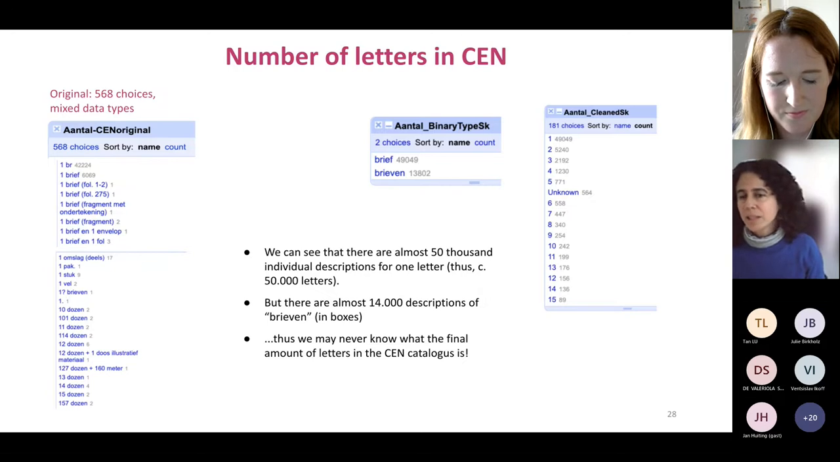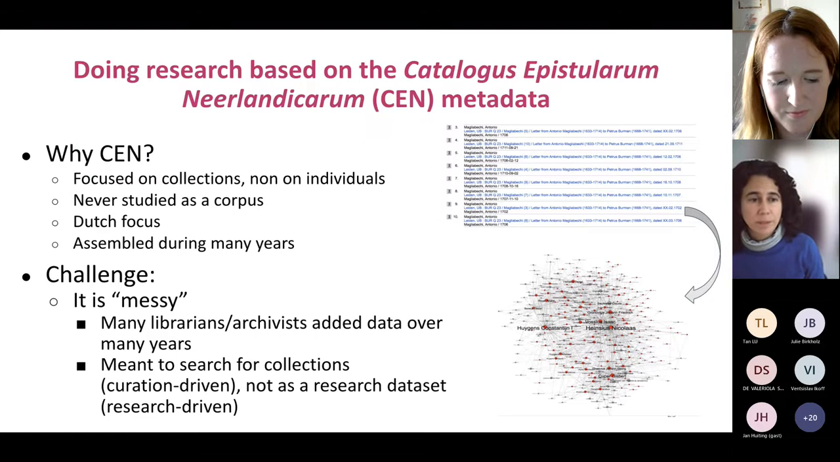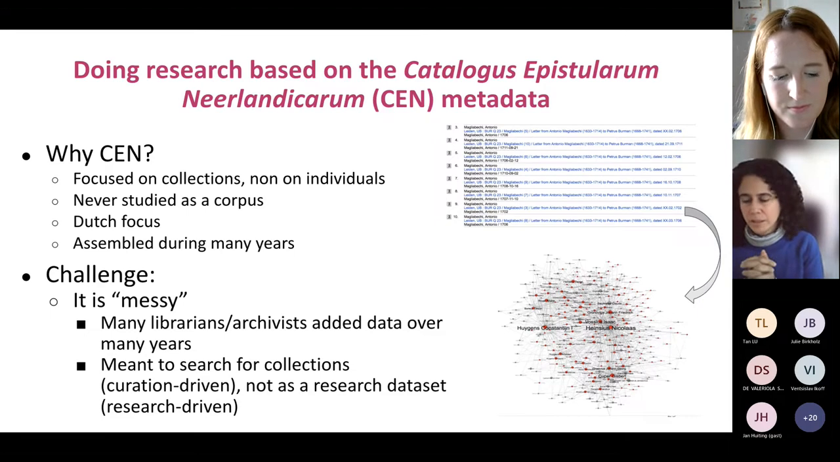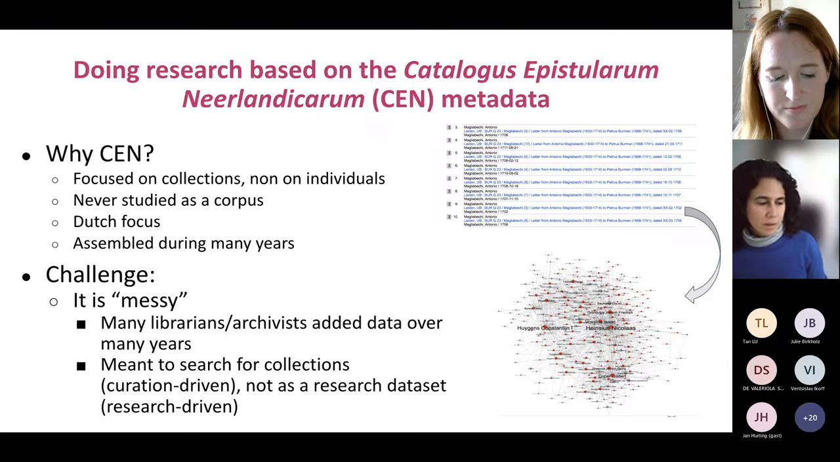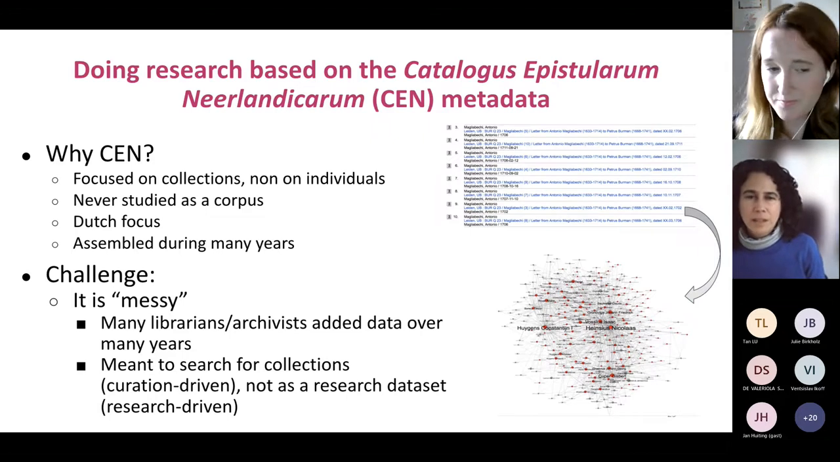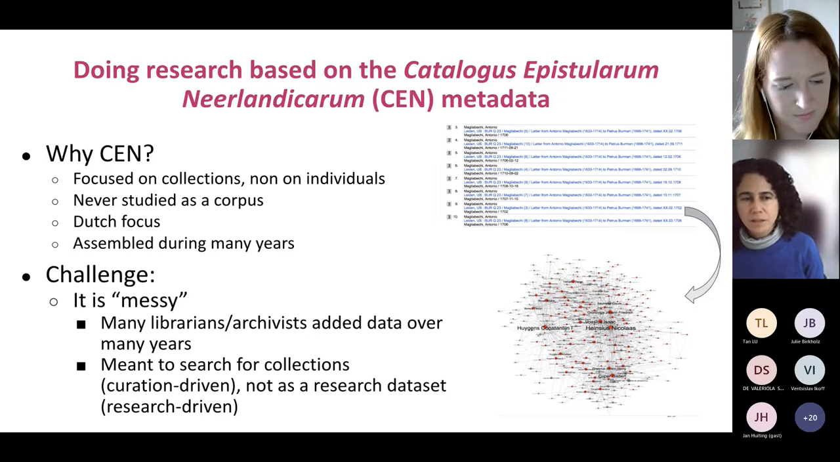So why the Seine is important for research, not only because of this huge amount of letters, but also because this metadata has been collected in a decentralized way. So it has not been focused on individuals, as is often the case when scholars make these printed editions of letters, where they focus on one person's correspondence. But in this case, it's decentralized. There are many individuals who have written letters that have been collected by these archives. So this makes it very interesting for researching a network. It has never been studied as a corpus, the Seine, and it has been assembled during many years, since the 70s, 80s, more or less. So this makes this collection very interesting.